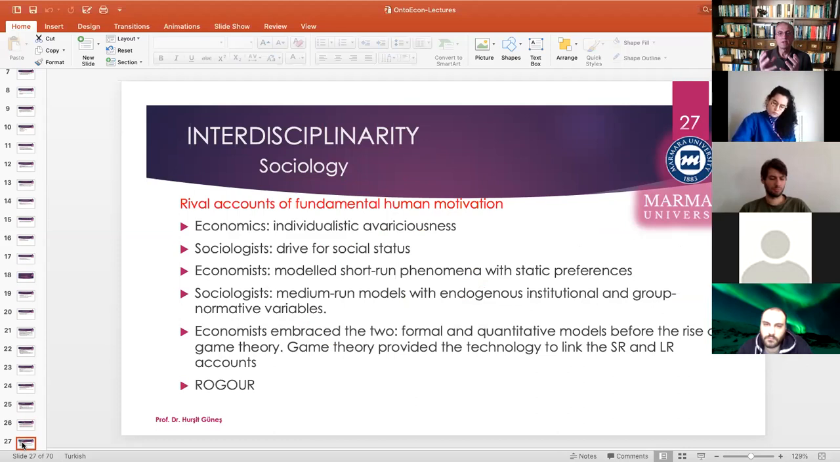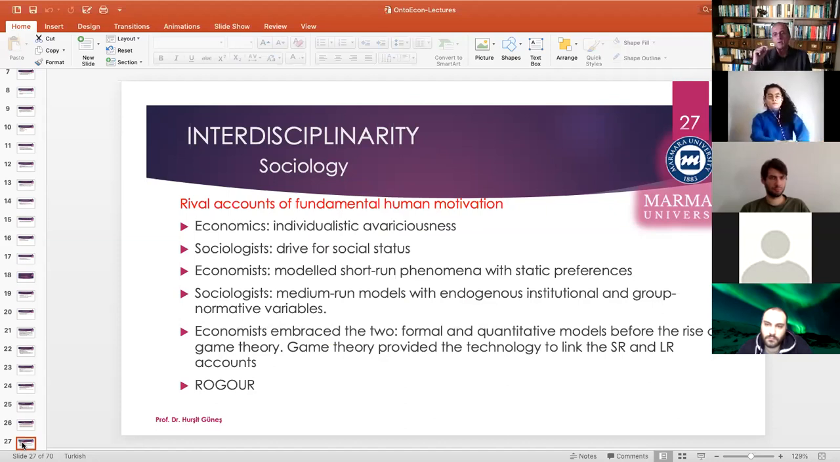Now, the second area is about interdisciplinarity of economics. This doesn't mean that economics is solely interrelated with psychology and sociology, but economics has rather a lot of interrelationship with sociology.